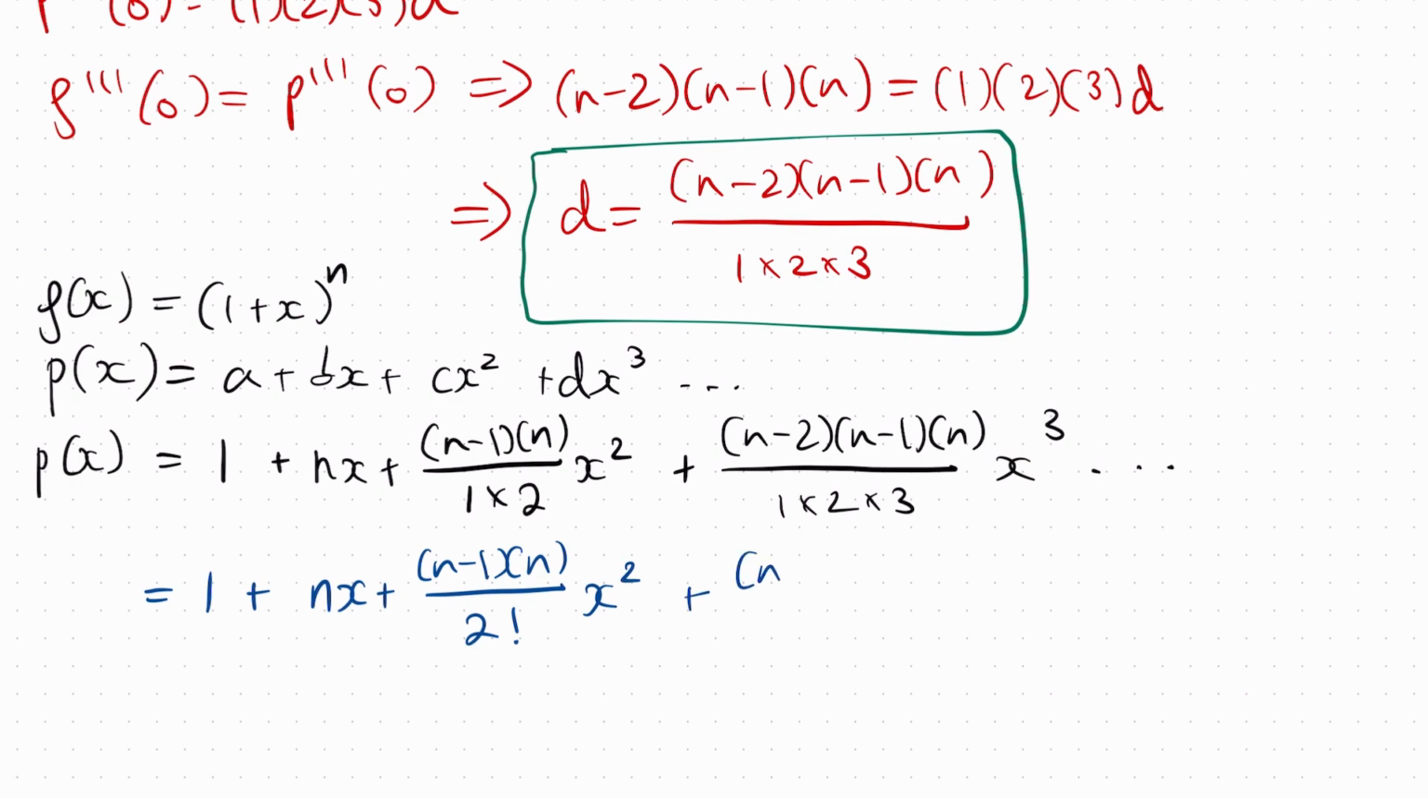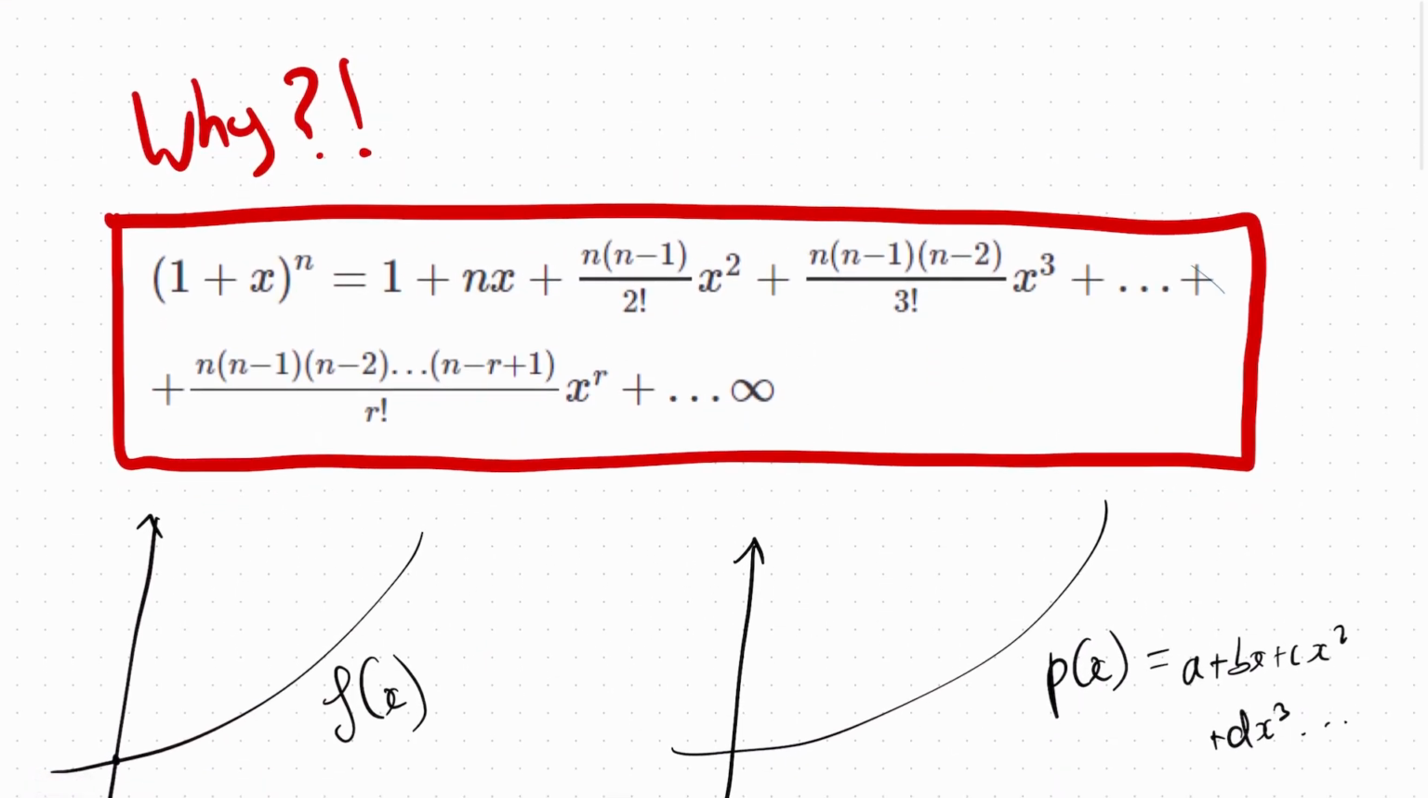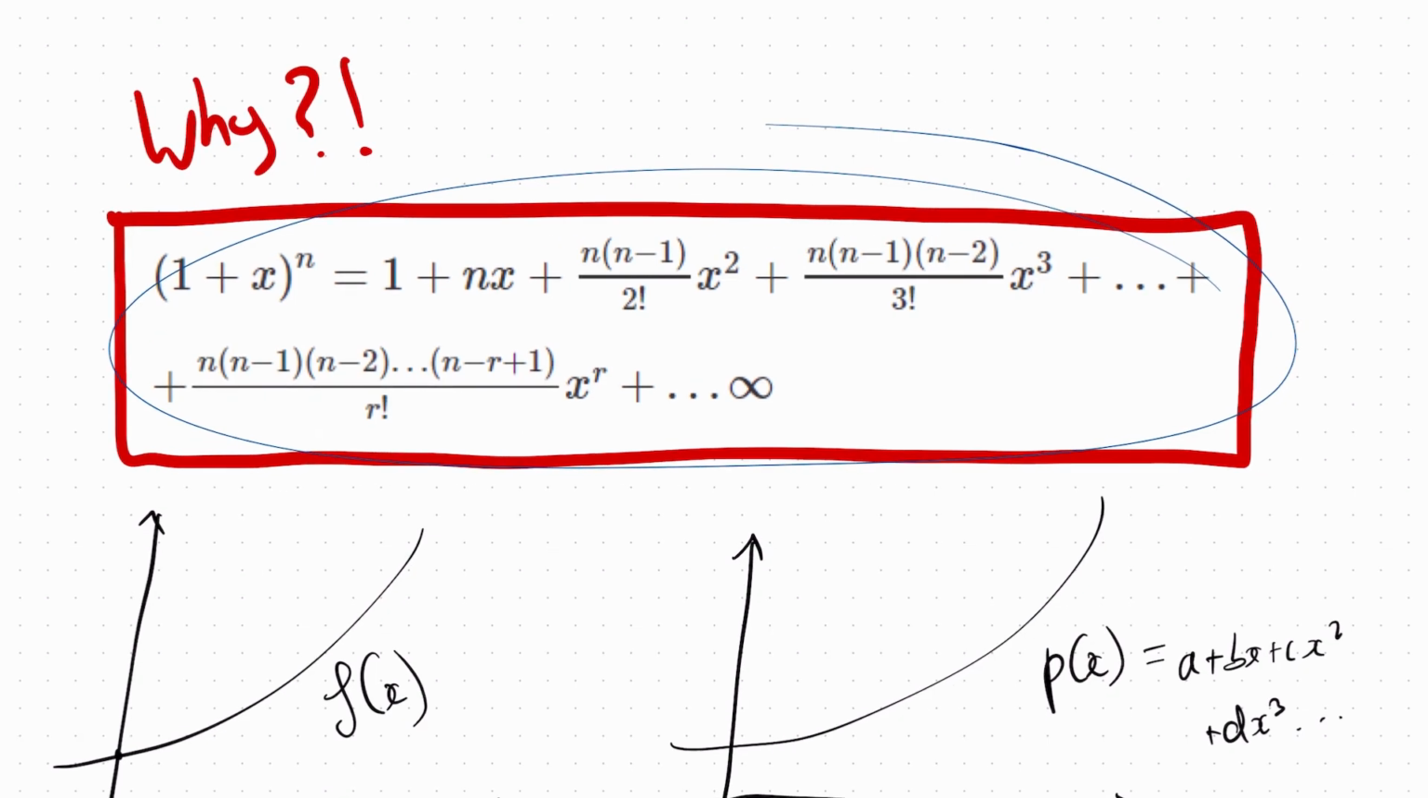So you can see this is how we've managed to get this pattern, but there's still a bit more to prove. Well, not prove, but explain. So this is our p of x term, and if we go back to the start, you can see we've managed to prove why this is the formula.